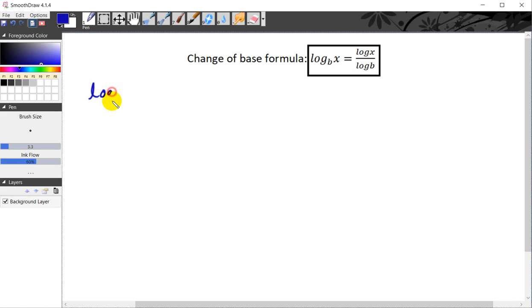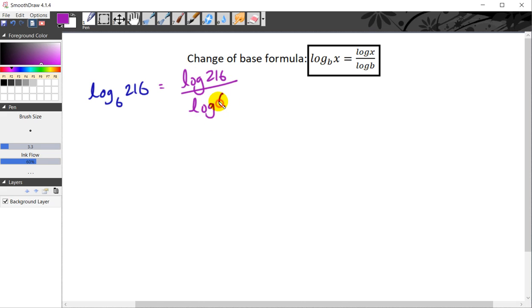For example, let's say we have log base 6 of 216. How would we evaluate that? Like I showed you before, one way is to ask what exponent we would raise the base of 6 by to get 216. It should be 3.